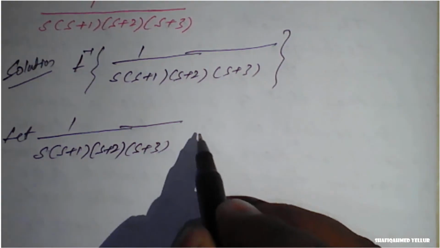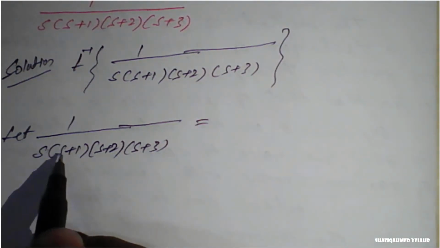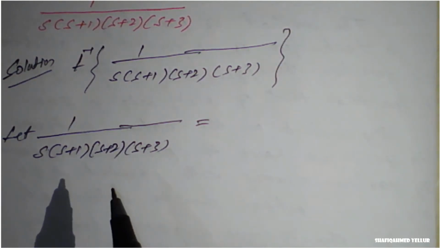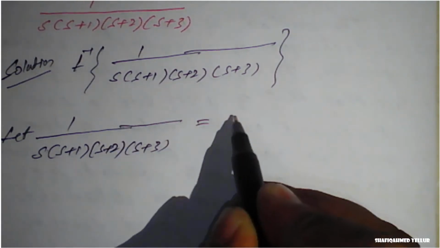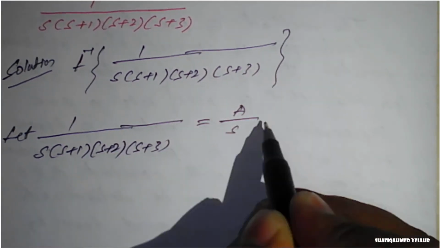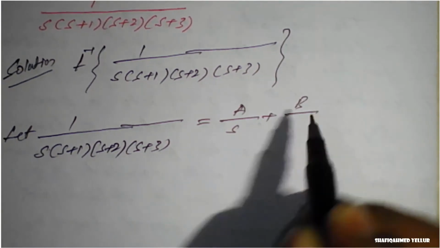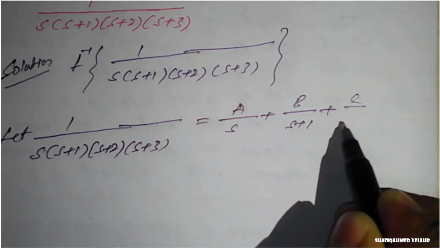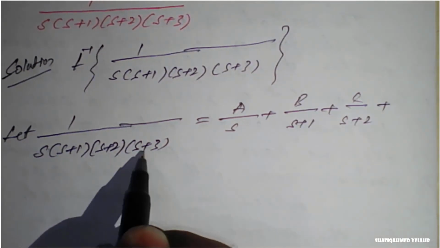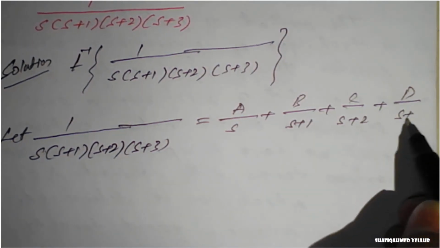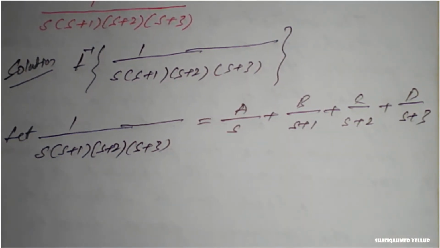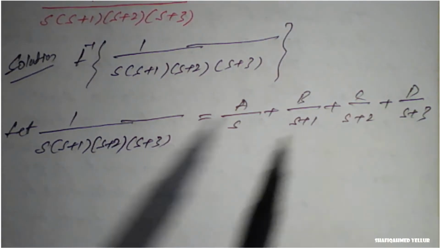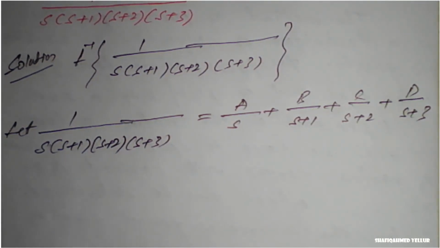So how to apply partial fraction? You know this method. How many factors do we have? 1, 2, 3, 4. Total 4, which means we'll get 4 constants, so it can be written as a divided by s, plus b divided by the first bracket, that is s plus 1, c divided by s plus 2, and the last one d divided by s plus 3. So we need to simplify, and to get the values of a, b, c, d we need to apply the partial fraction method here.